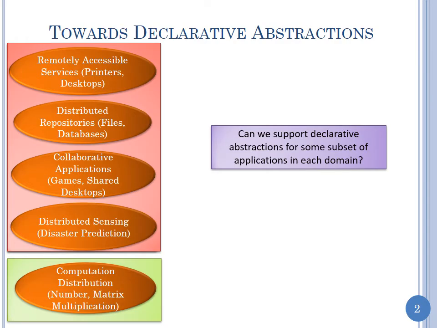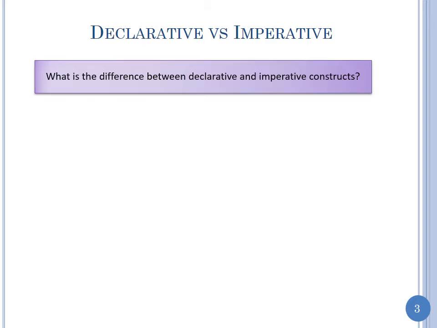Can we support declarative abstraction for some subset of each application in each domain? And that brings the question: what is the difference between declarative and imperative constructs? Those of you who've done programming languages with me probably know the answer very well, because this was an exam question.